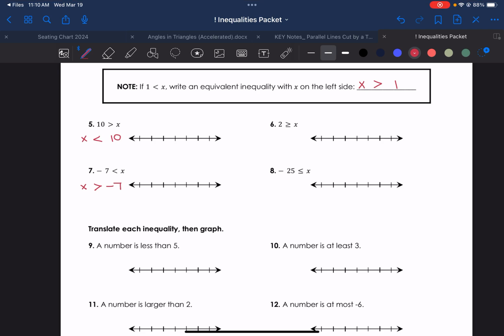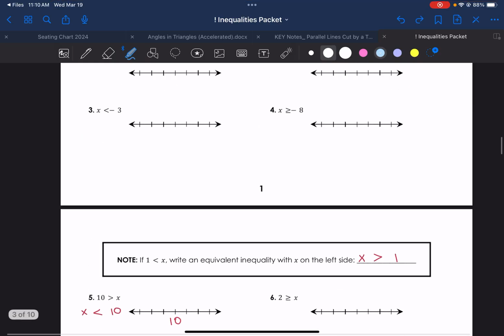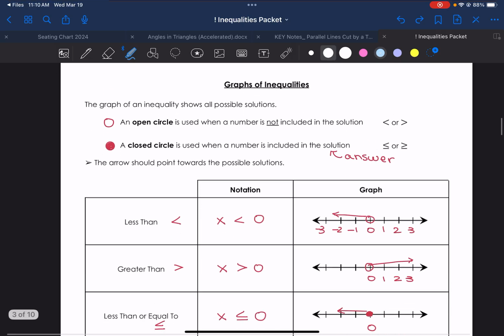Okay, now we're going to graph it. So remember the questions you have to ask yourself. What number? In this case, for number 5, it's 10. What kind of circle? Look at your symbol and use your notes. If you don't remember, go back.